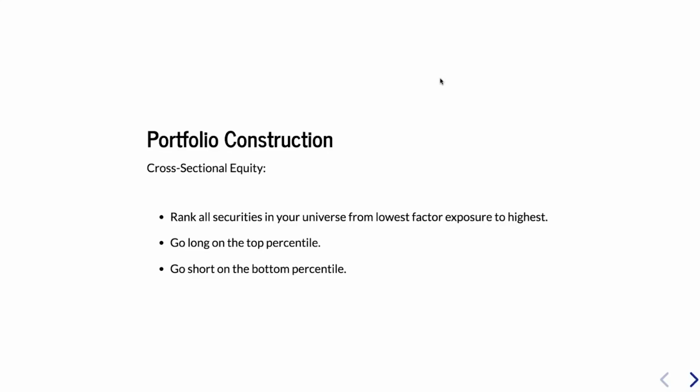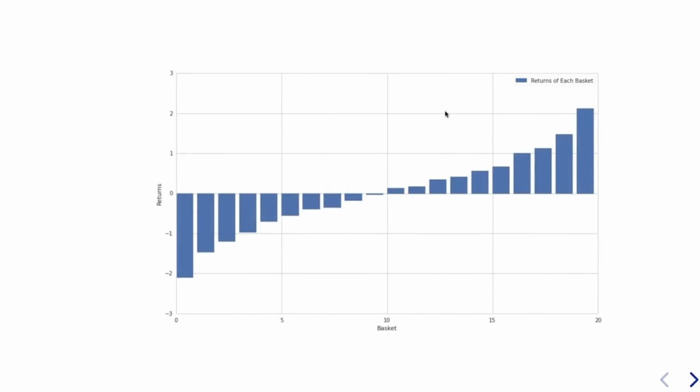This gives us just a full exposure to the one factor that we are looking at. And we can use this to either get at alpha or get at risk. And this is what a toy example of this would look like, right?